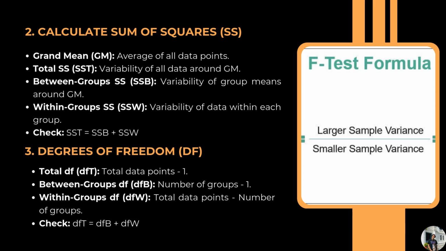Now the third is degree of freedom, where we can see total DF is total data points minus 1, whereas between group DF is number of groups minus 1, and within groups DF means total data points minus number of groups. And to check the total DF, we have to add both between groups DF and within groups DF.